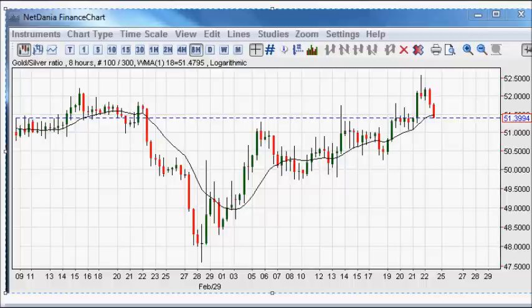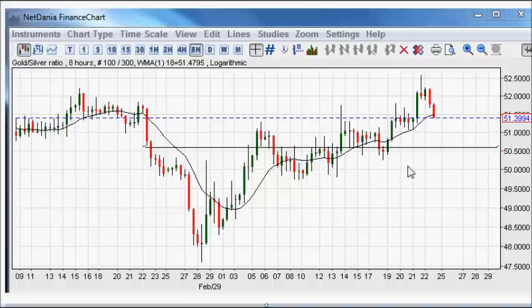$50.62, or not cents, but 50.62. That would be somewhere in or around right there. That would be the expected target.